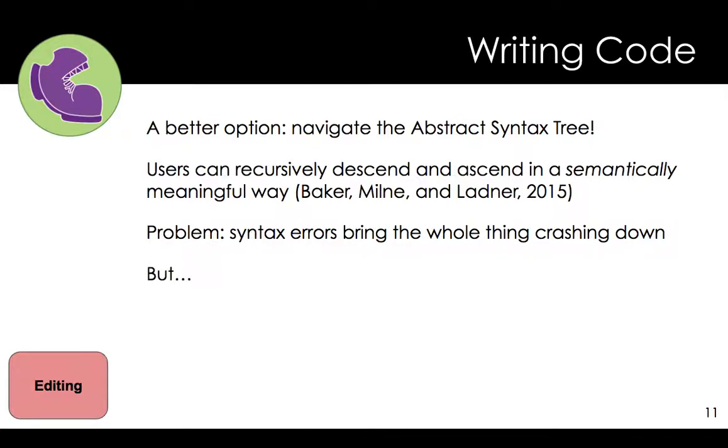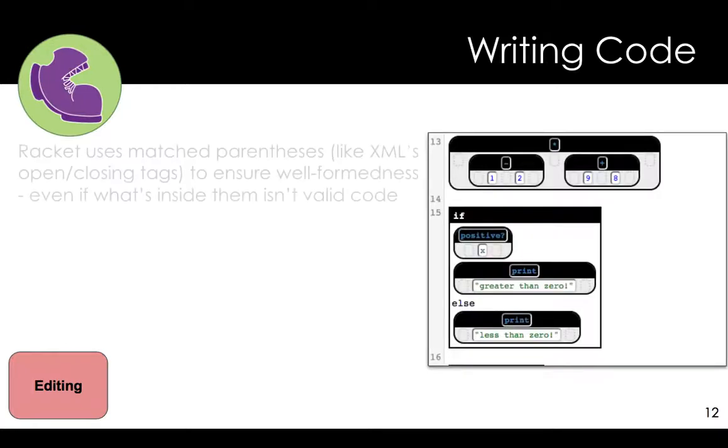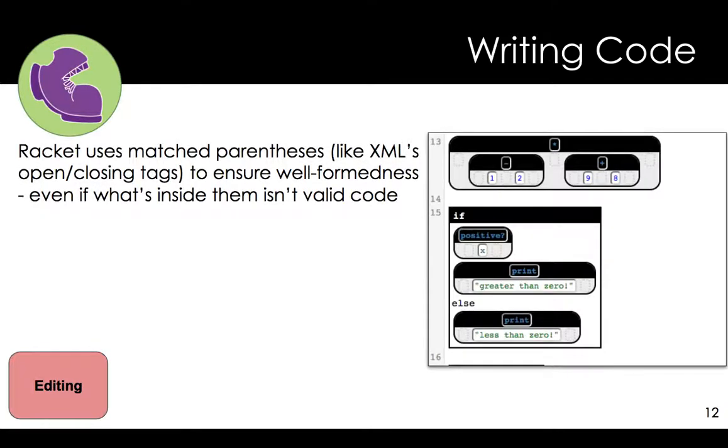And this is where we can exploit the property of the language that we've chosen to use. Bicameral languages, like Racket, for example, have a distinction between well-formedness and validity. We can use matched parentheses, similar to XML's open and closing tags, to ensure that a program has a certain level of well-formedness, right? Each of the parentheses are at least matched, even if what's inside those parentheses isn't necessarily valid. This is a much more permissive rule for parsing, which allows us to construct a tree.